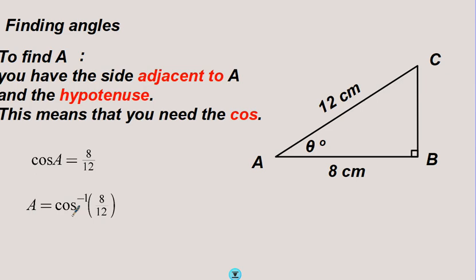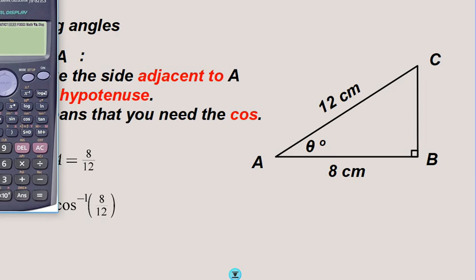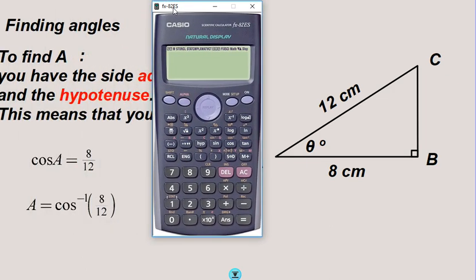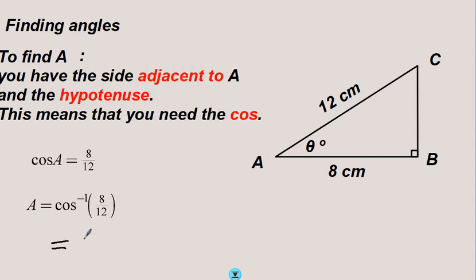And in order to calculate the angle A, we say shift cosine gives you the inverse cosine of 8 over 12, and this equals 48 degrees to the nearest degree. So this equals 48 degrees approximately.